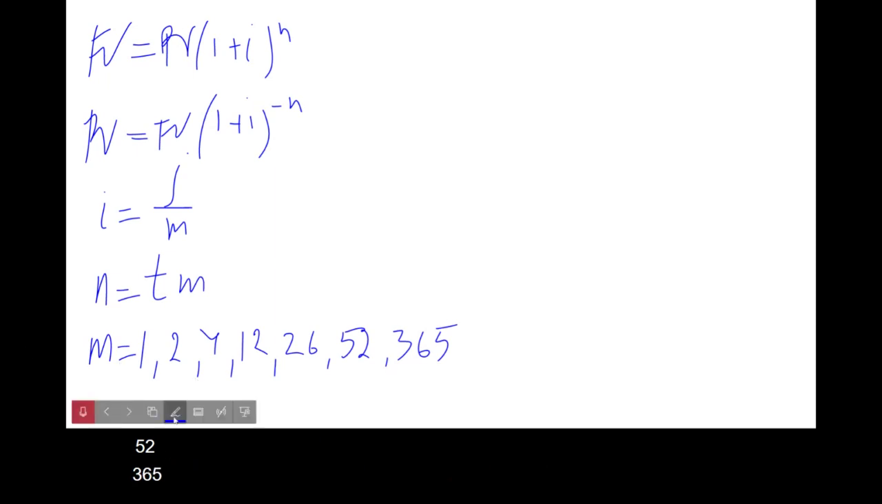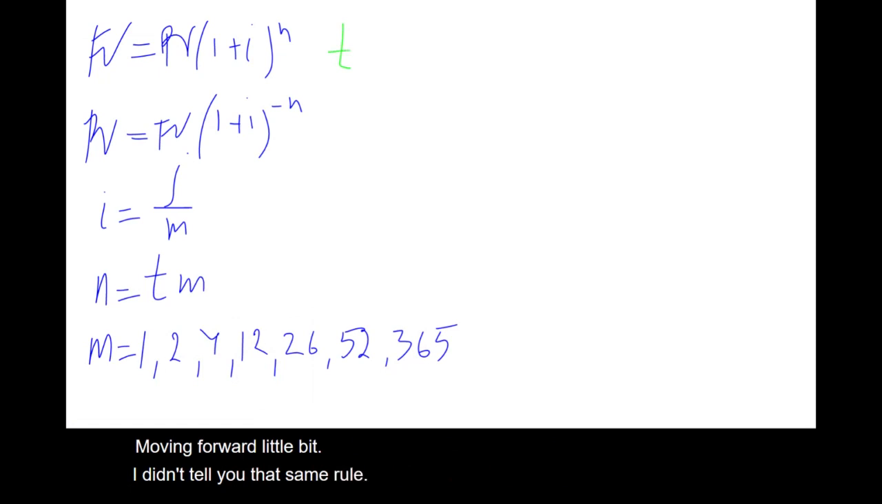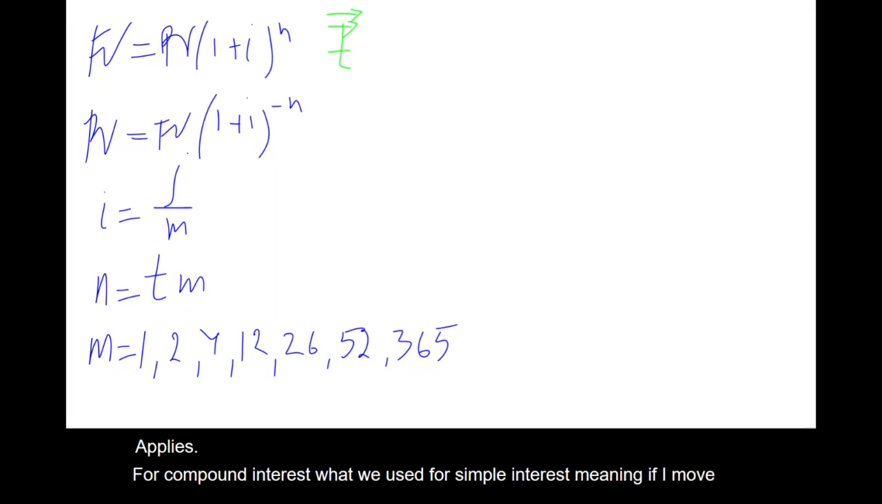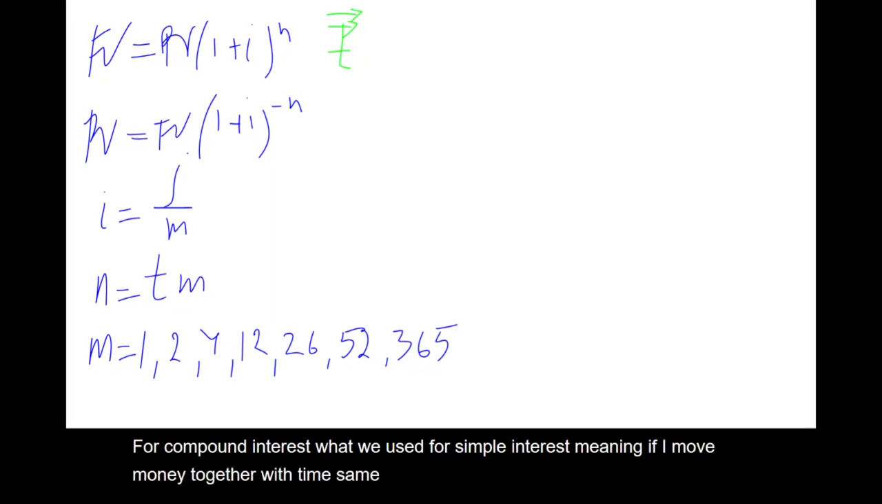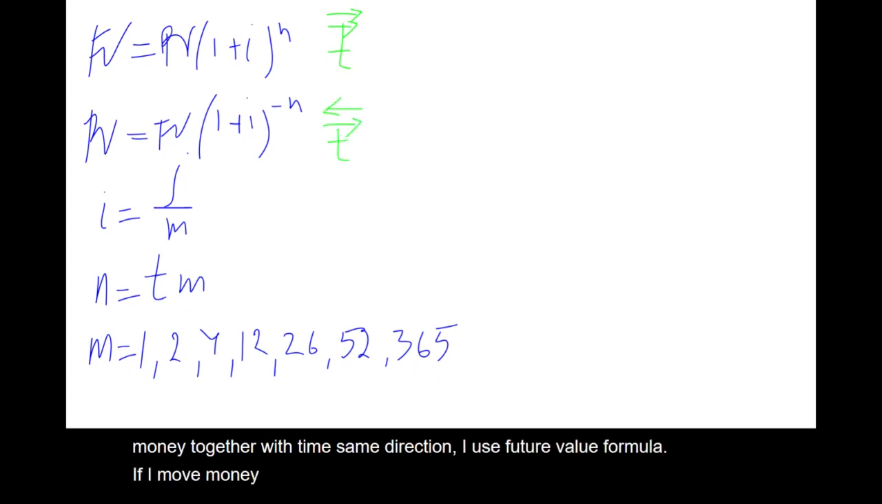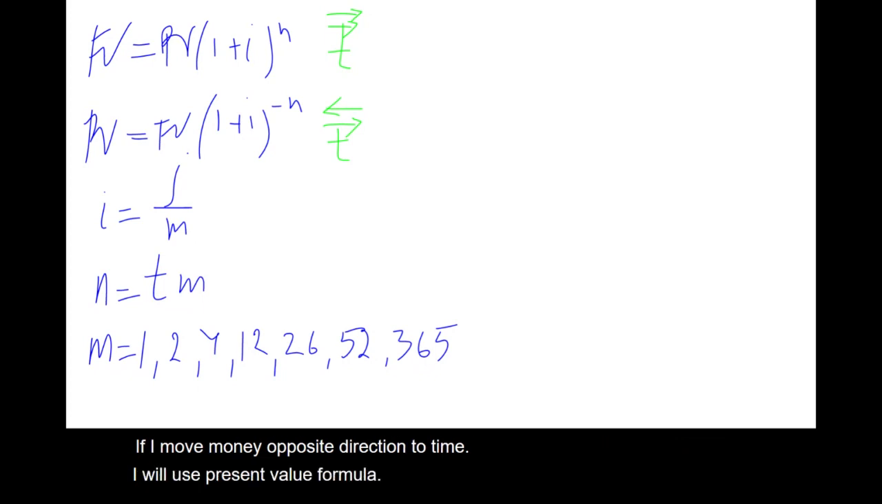Now, moving forward a little bit, I'm going to tell you that the same rule that we used for simple interest applies for compound interest. Meaning if I move money together with time, in the same direction, I use what? Future value formula. If I move money in the opposite direction to time, I will use present value formula. Okay, guys? Questions?